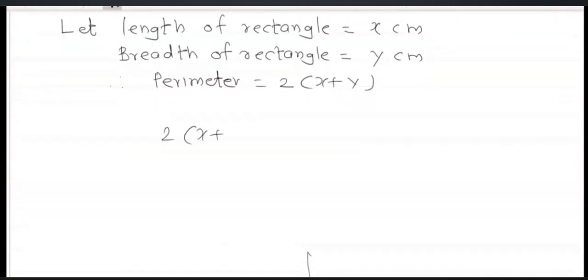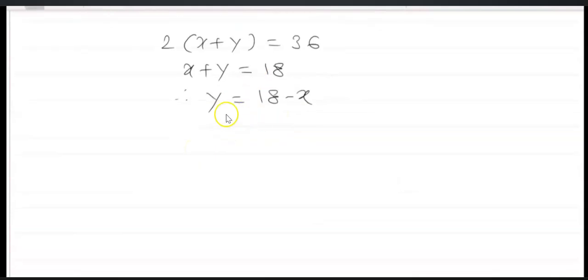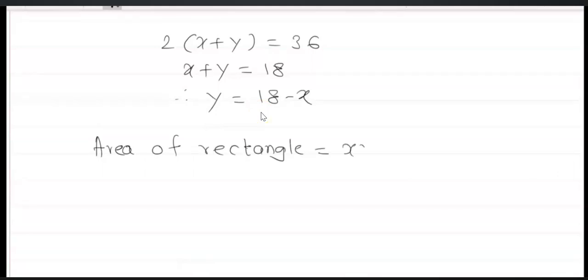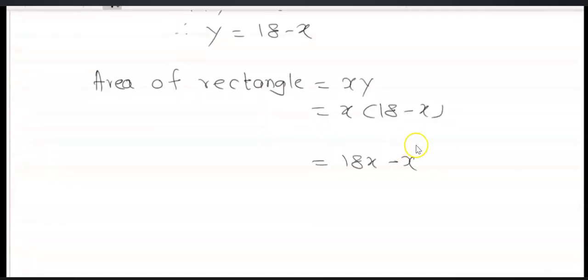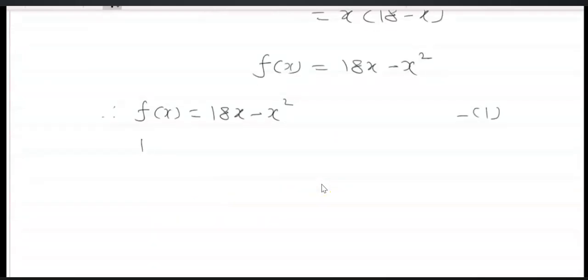Perimeter is equal to 2 (x plus y), that is equal to 36. Therefore x plus y is equal to 18 and y is equal to 18 minus x. Now what is the condition that we have been given? Area of rectangle is equal to x into y, that is x into (18 minus x), that is equal to 18x minus x square. Therefore f of x is equal to 18x minus x square, and this is the first one.